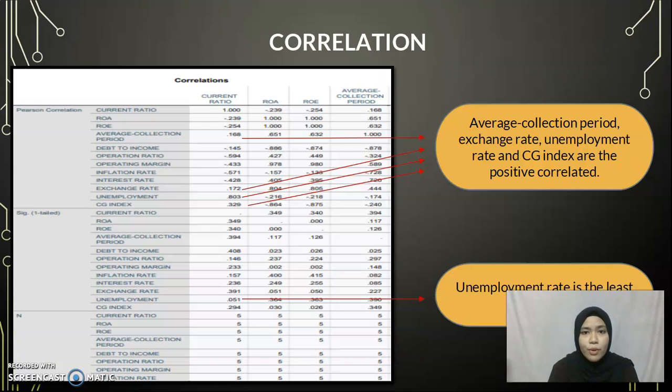Correlation. From this table, we can see that average collection period, exchange rate, unemployment rate, and CG index are positively correlated. And also, the unemployment rate is the least significant, at 0.051.